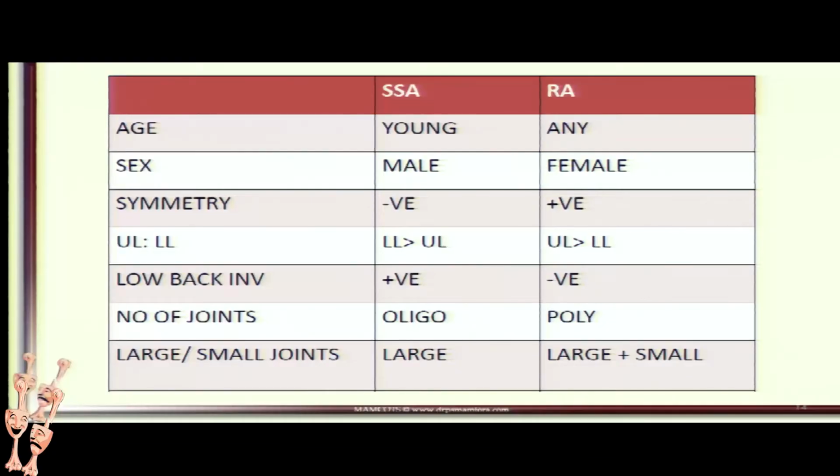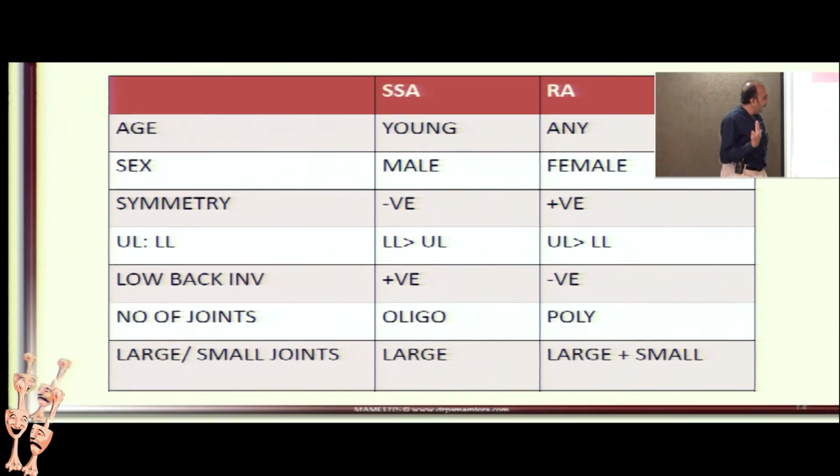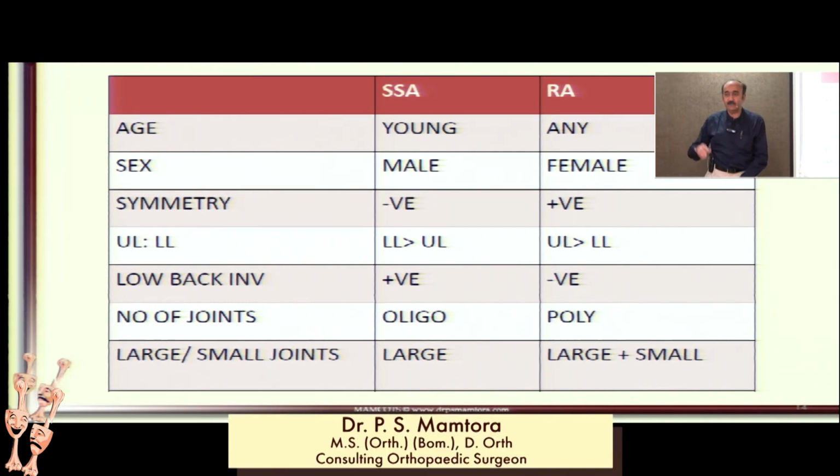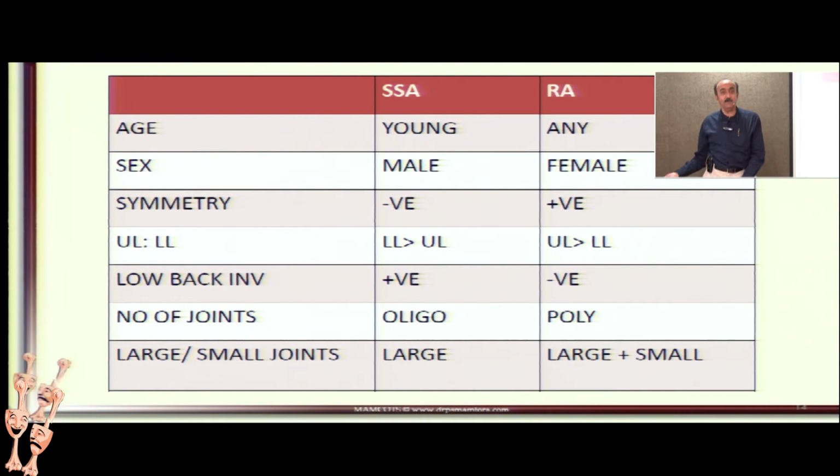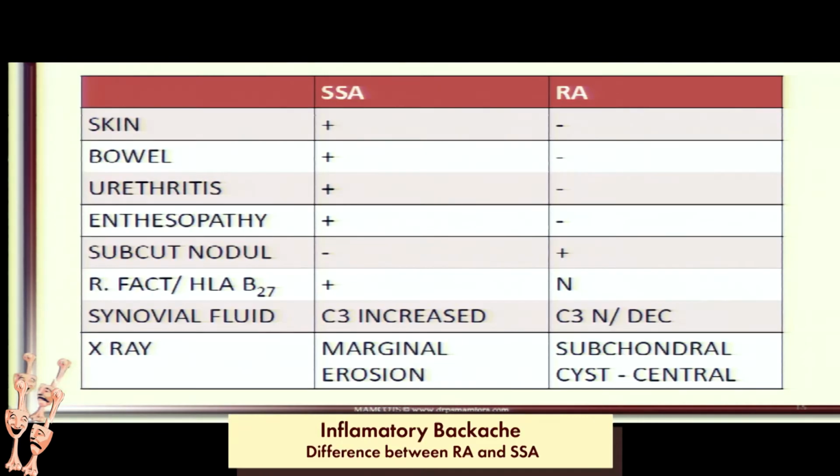Seronegative arthropathy has more lower limb joints. Rheumatoid has more upper limb joints. Low backache obviously is part of ankylosing. That is what we are talking, spondyloarthropathy. Whereas in rheumatoid you will not have backaches unless the rheumatoid has been long lasting, has caused osteoporosis, and has caused a wedge compression. The subcutaneous nodules will be there in RA, which is not there in seronegative.